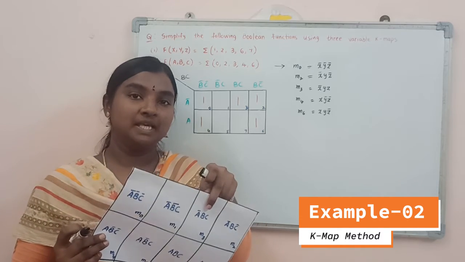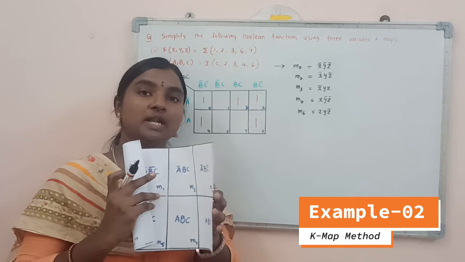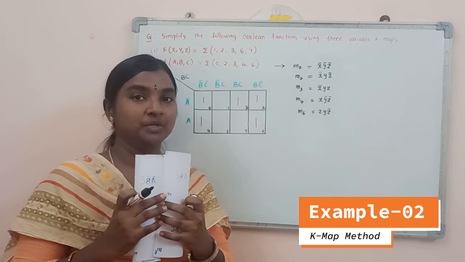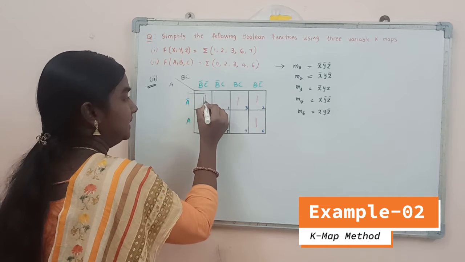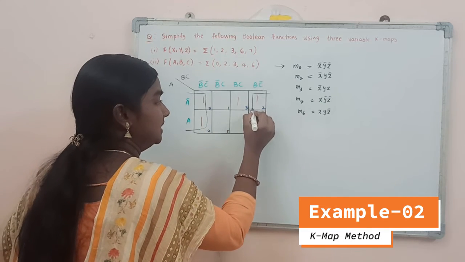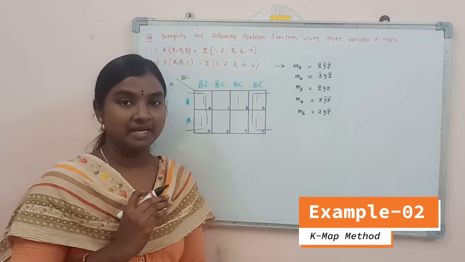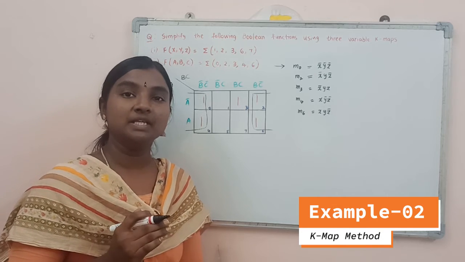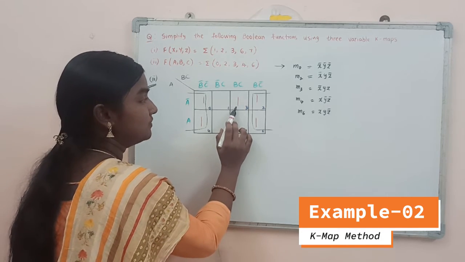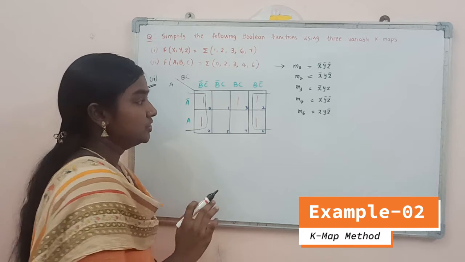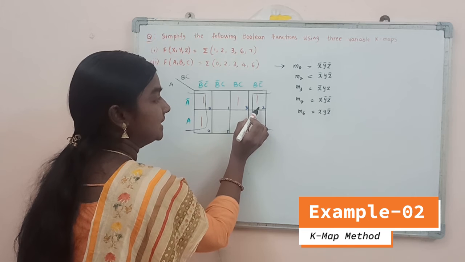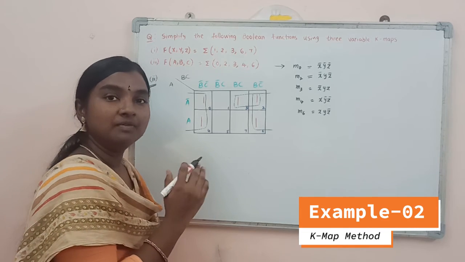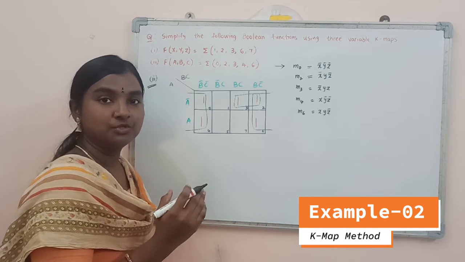We can observe these four ones are adjacent, which means by folding this page like this, we can form four ones as a group. So, here, these two ones will be adjacent. These two ones are also adjacent. By considering these four ones, we are forming a group. So, for that group, we need to write the product term. And here, there is one more one left uncovered. So, by considering this M3 with the adjacent cell M2, we can make another group here. So, we will write the product term separately for these two groups.